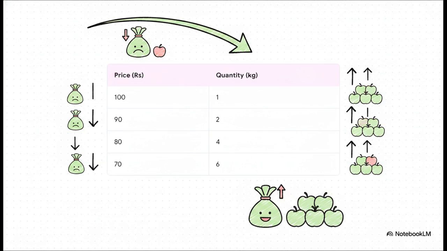Take a look at this schedule for apples. When the price is super high at 100 rupees, the consumer only buys 1 kilogram. But as the price steadily drops to 90, then 80, then 70, just watch what happens to the quantity. It steadily rises to 2, then 4, and finally 6 kilograms. Basically, the cheaper it gets, the more we want.